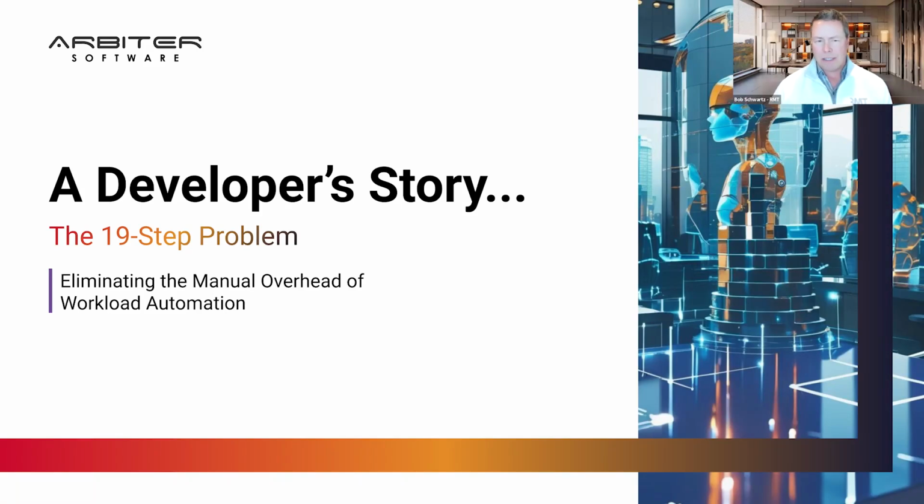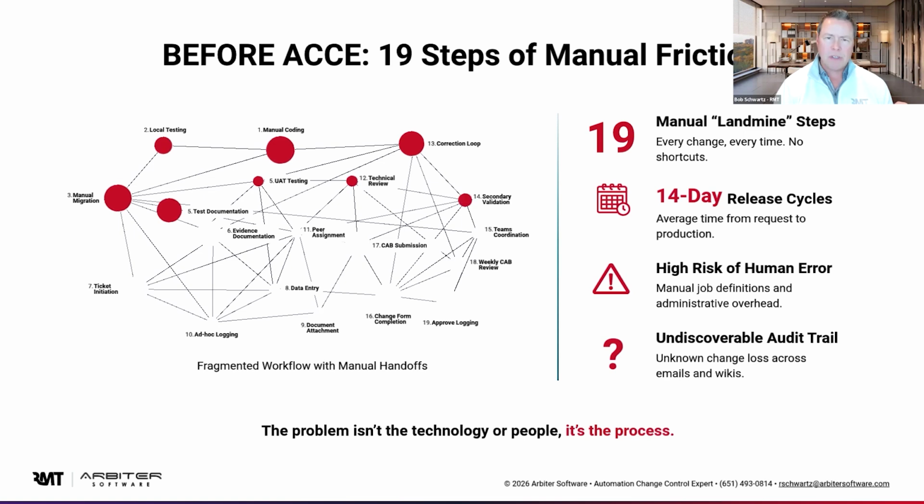Before we get into the demo itself, we talk about the developer story. It's a way to tell a story of ACE in an environment that didn't have ACE, and when they had ACE, what it really looked like. The idea was we wanted to help them with their 19-step problem, meaning all manual steps. So before they had ACE, they had 19 steps of very manual friction just to do a change from their lowest environment all the way through into production.